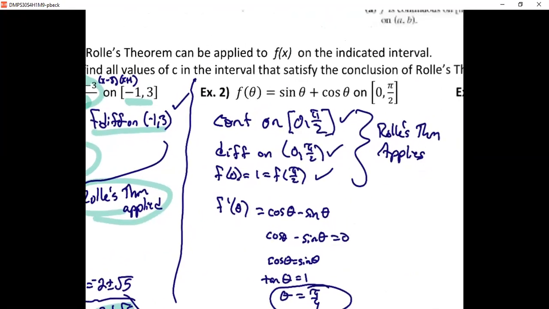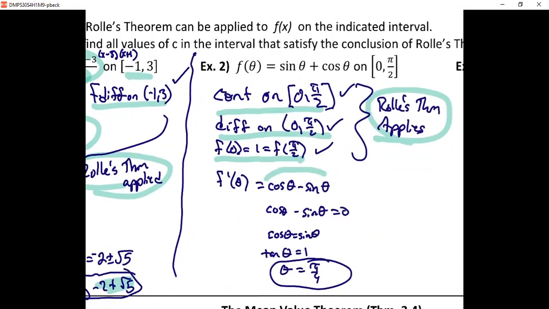Example number 2. Sine and cosine, once again, are continuous everywhere and differentiable everywhere. Now f of 0 and f of pi over 2 are both 1. Since they are both 1, then I know that Rolle's theorem does apply. We take our derivative, set it equal to 0. And to solve this trig equation, I bring sine to the other side, and then sine over cosine is 1. So theta has to be pi over 4.